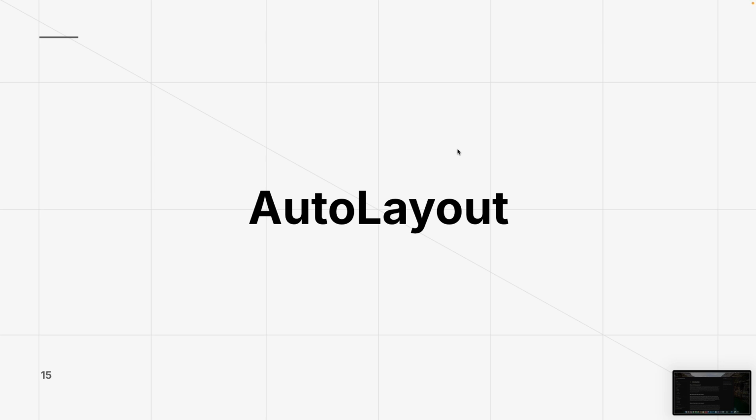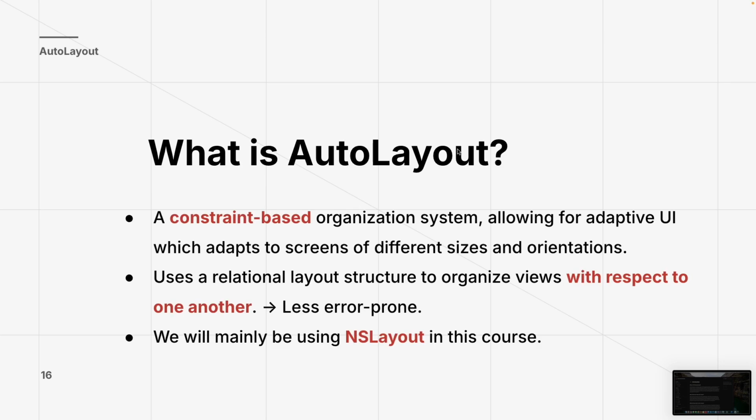Okay, we talked about auto layout. Basically, what is auto layout? It's a constraint-based organization system that allows for your UI to be adaptive. So it adapts to different screen sizes and different orientations. If one person has an iPod Touch and one person has an iPhone 16, if we constrain to that safe area layout guide, then we know that our code should work on both of those devices.